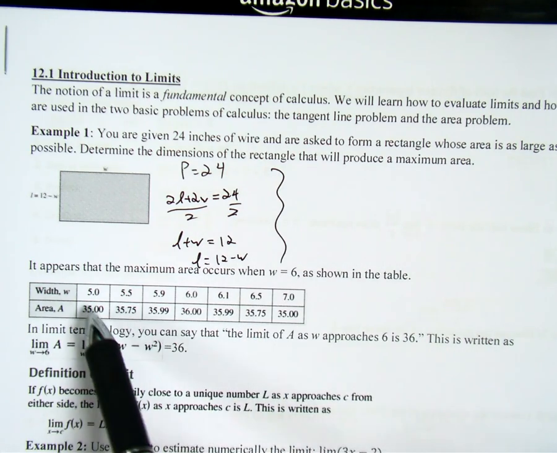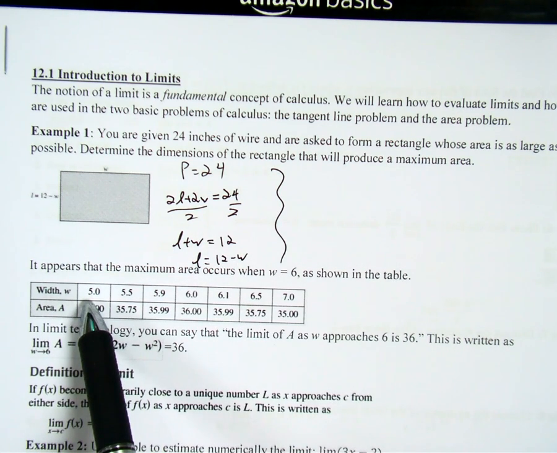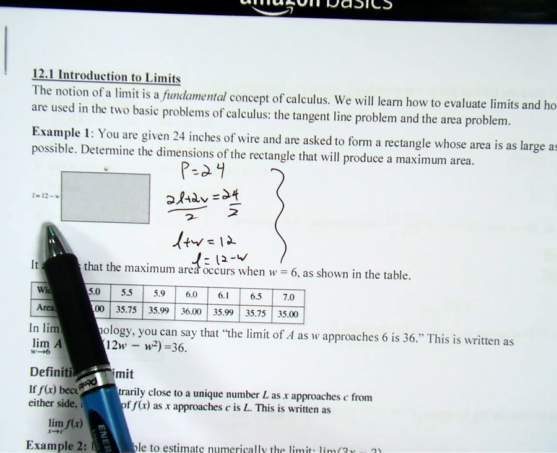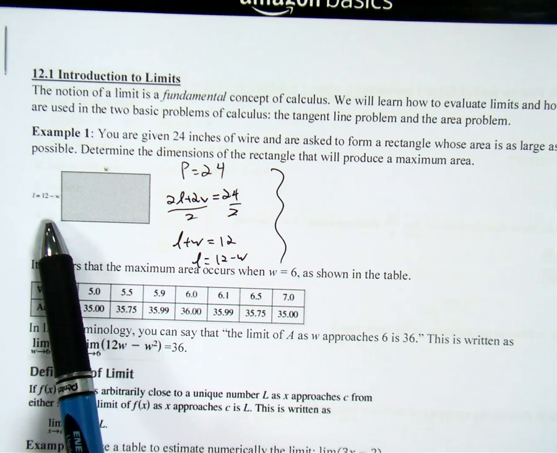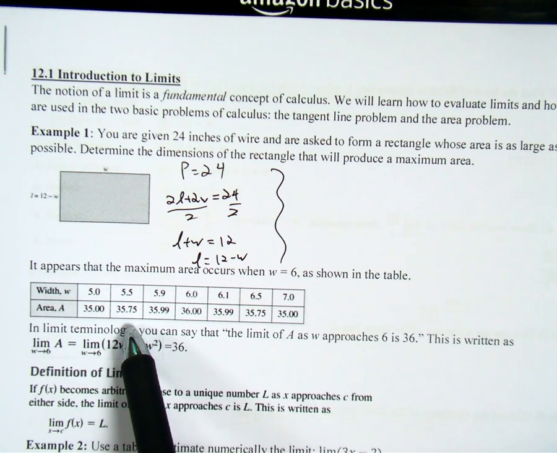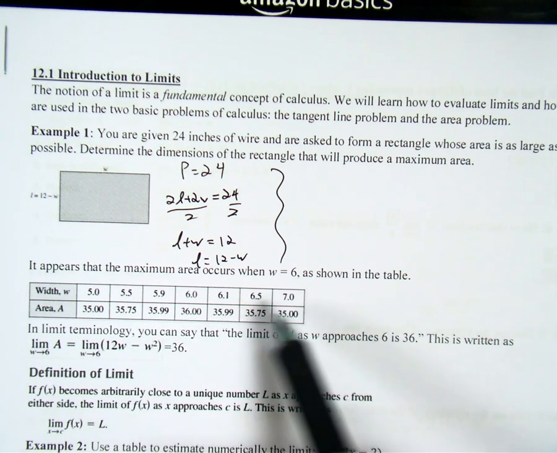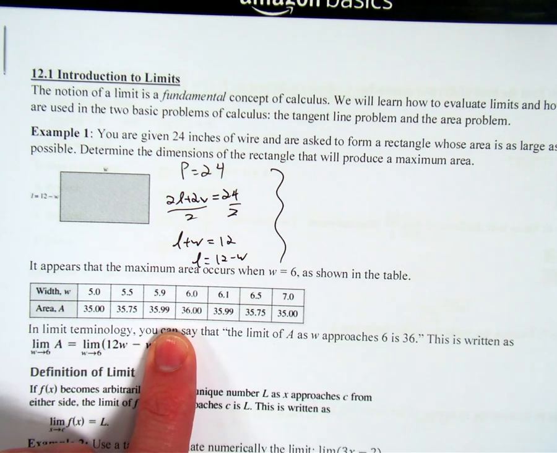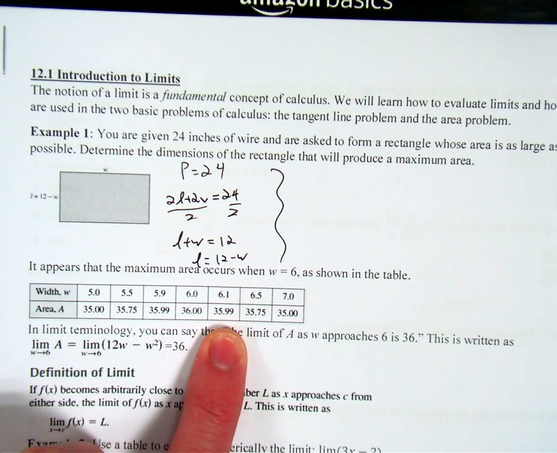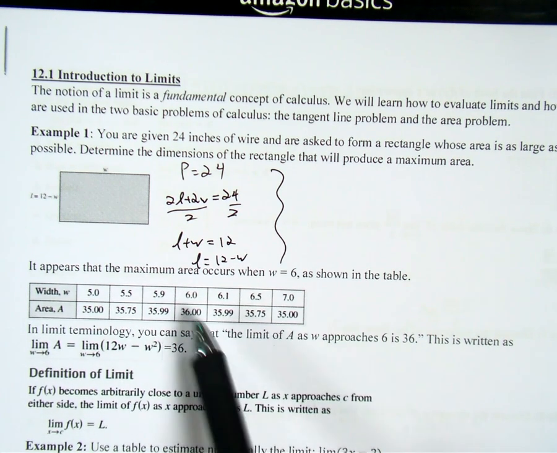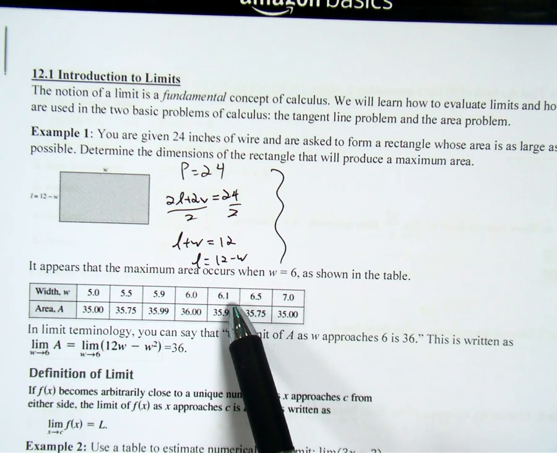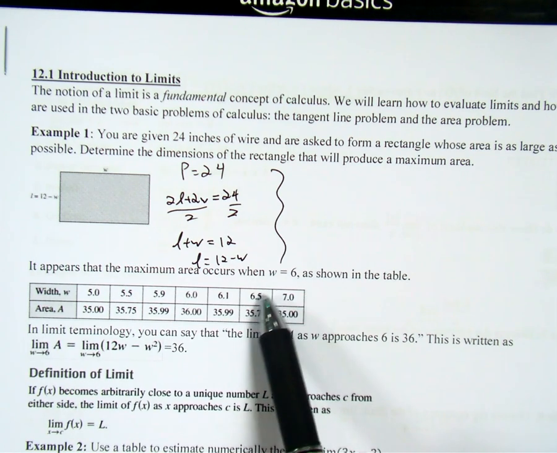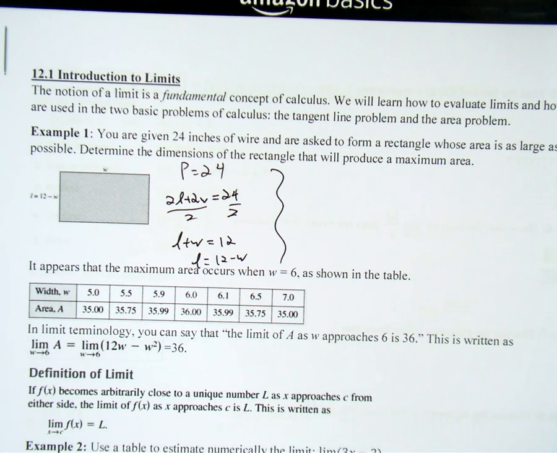So as your W, let's say you start at like 2, 3, 4, 5, your area would be 35, could be 5 times 7. 5.5 times 6.5, you'd have 35.75. As you keep building up, you're going to get up to 35.999, 36, and then we're going to cross back over to 35.9999. Because now that our width is 6.1, that's going to leave our length to be 5.9. And when our width is 6.5, now our length is 5.5.